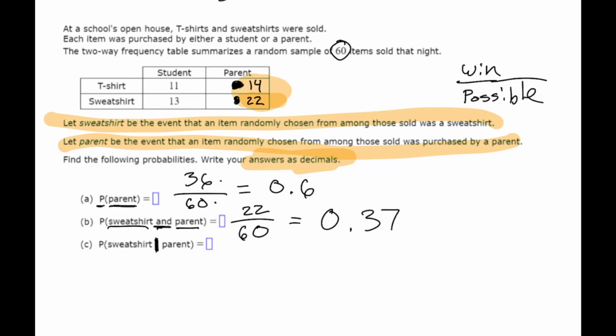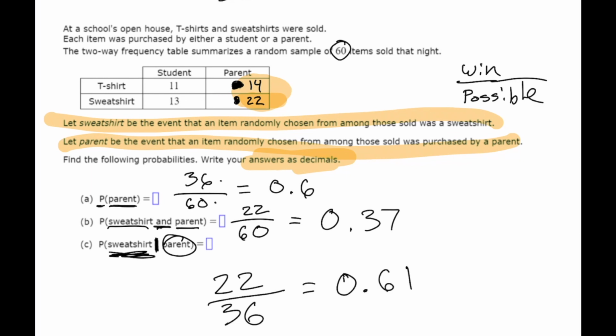T-shirts and sweatshirts. The sweatshirts we said was 22, so that would be a win. So we're talking about sweatshirts. Given that we're talking about parents, how many parent items were bought that night? Well, if you add up the 14 and the 22, we'll get 36. And if you divide those, 22 divided by 36, we get 0.61. Approximately, I rounded.